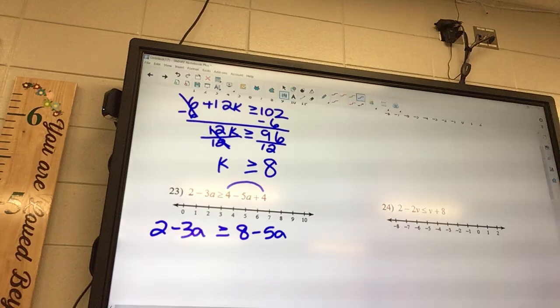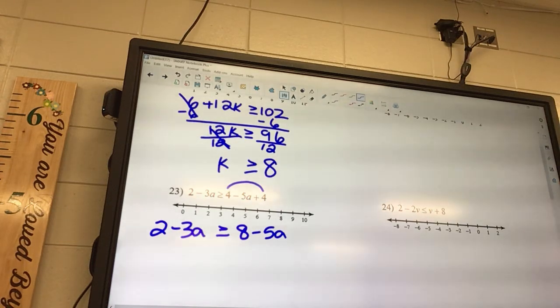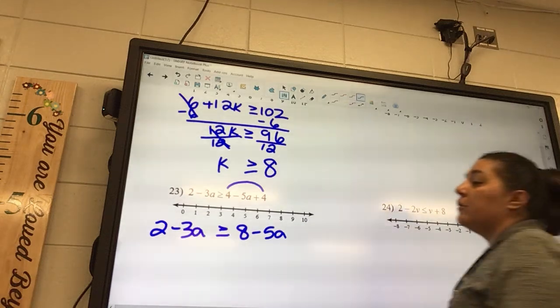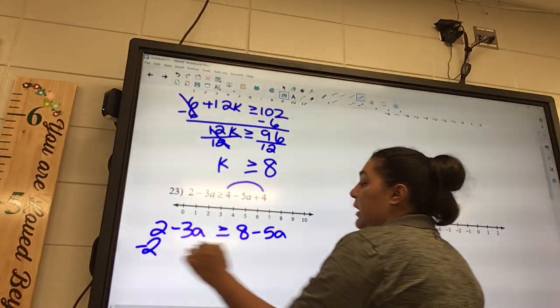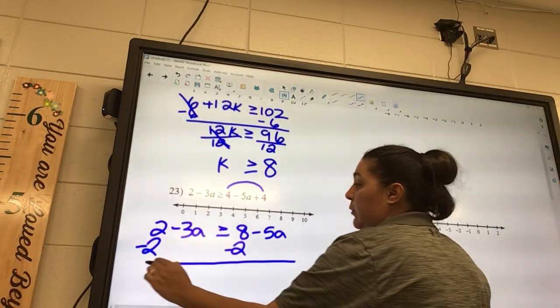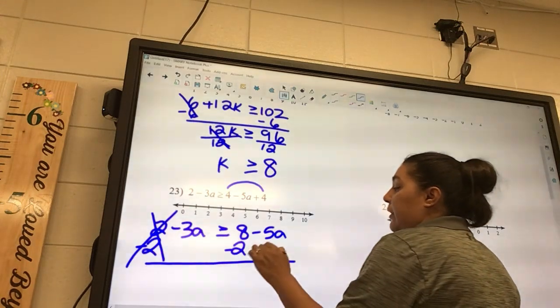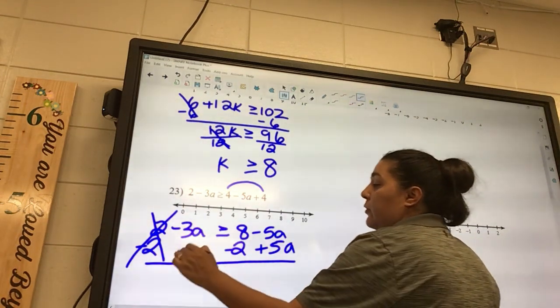Okay, we need to move our letters to the left and the numbers to the right. So who needs moved? The 2 to the left, so the 8. The 2 is going to go with the 8. And who else needs moved? 5a on the right. The negative 5a is going to go to the 3.